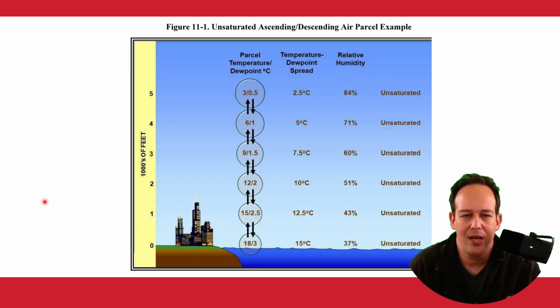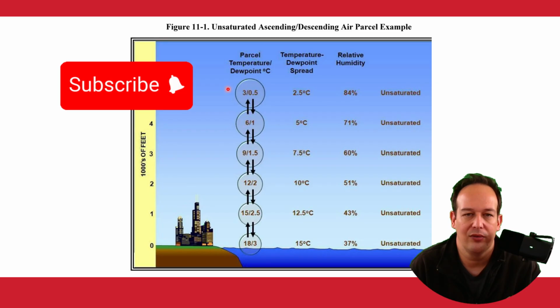And so the dry adiabatic lapse rate decreases at a rate of 3 degrees Celsius per 1,000 feet. So you can see here on the left side is the temperature and the right side is the dew point. And so this air parcel is 18 degrees, and as it goes up 1,000 feet, now it's 15 degrees. It lost 3 degrees Celsius. And then 12 degrees, 9 degrees, 6 degrees, 3 degrees. So the temperature is decreasing at a rate of 3 degrees Celsius per 1,000 feet.